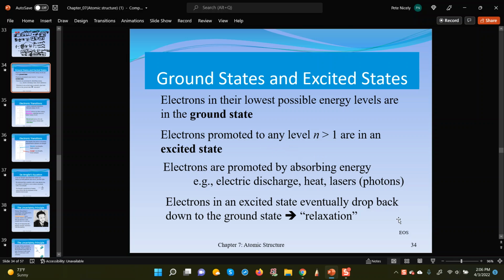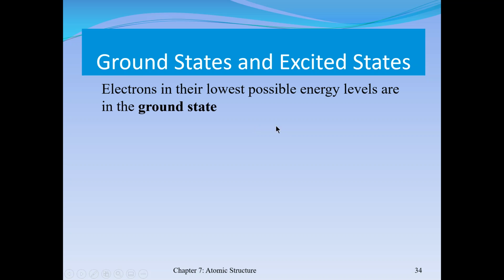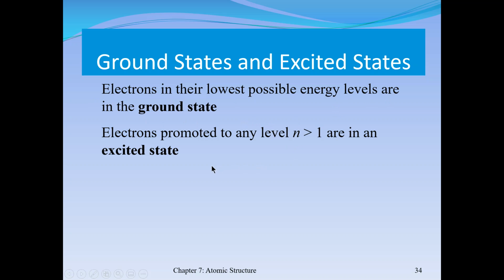So now we're going to talk about the types of electronic transitions that can take place within an atom and the corresponding results, whether or not photons or energy in the form of radiation would be emitted or absorbed. So let's talk about the difference between what is called the ground state and the excited state of an atom or electrons. Whenever you have an electron or electrons in their lowest possible energy levels, they're said to be in the ground state, right? And pretty much any other state would be the excited state.